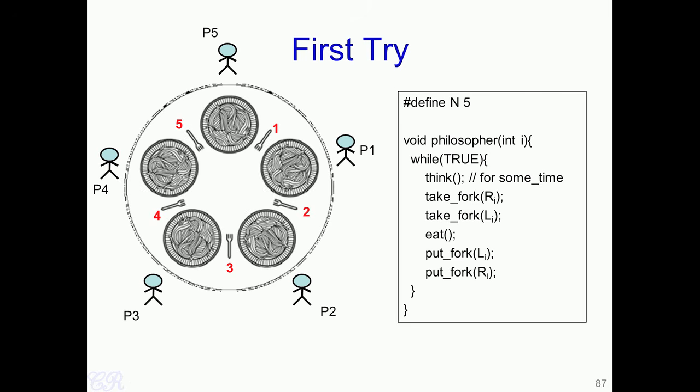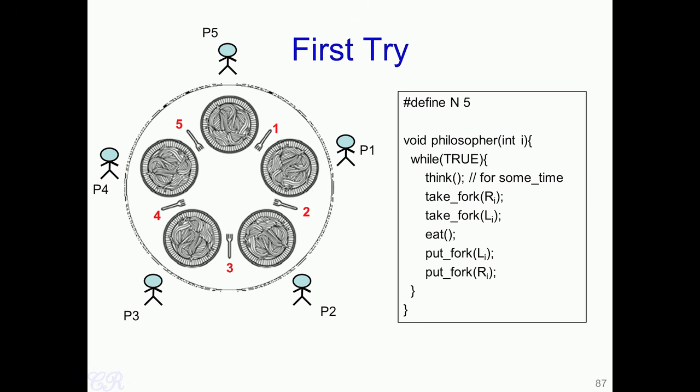and then after some time he begins to feel hungry. So, he will take the fork on his right, then take the fork on his left, then he is going to eat for some time, and after that he is going to put down the left fork and then put down the right fork, and this continues in a loop infinitely. For instance, philosopher P1 would think for some time, then feel hungry, then pick up the right fork, that is fork number 1, then pick up the left fork, that is fork 2, then eat for some time and put down the forks, first 2 and then 1.